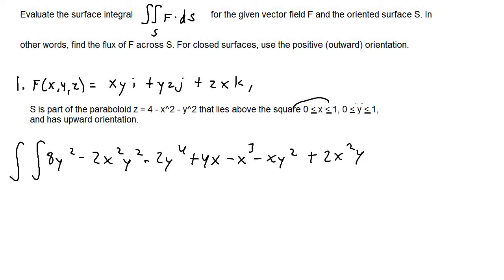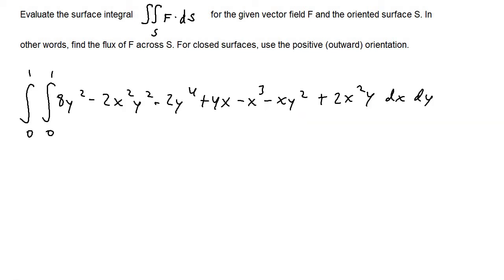Now realize the x bounds go from 0 to 1, and the y bounds go from 0 to 1, so let's put the x bounds first. So put dx on the inside, and dy on the outside, and the y bounds go from 0 to 1 as well. Now keep in mind, since it does have upward orientation, we can keep the double integral as positive, we don't need to multiply by negative 1. So now let's go ahead and evaluate.